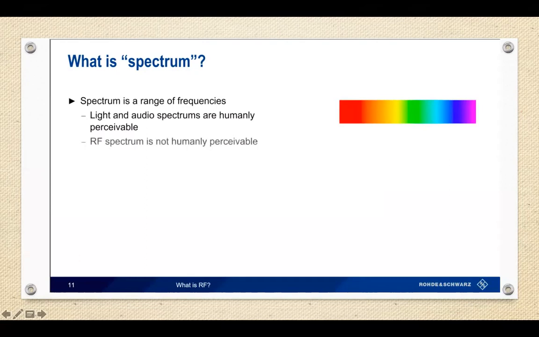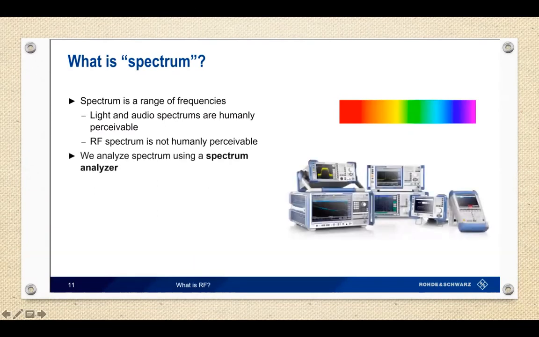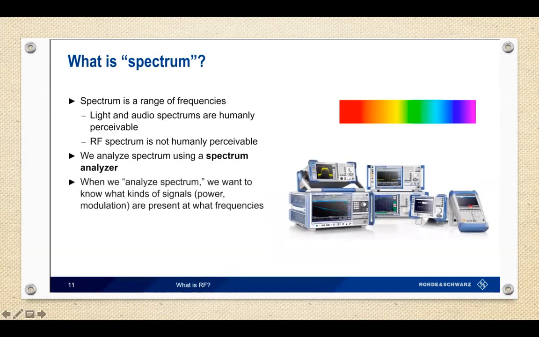But as we mentioned earlier, the radio frequency spectrum is not humanly perceivable. We normally can't sense RF at all, and we certainly can't distinguish how much energy is present at different frequencies. Instead, we use a special instrument called a spectrum analyzer to obtain this information. When we use this instrument to analyze spectrum, we typically want to detect and measure what kinds of signals are present and at which frequencies, their powers, any modulation, etc. In most cases, spectrum analyzers are used in a laboratory environment, but there are also portable spectrum analyzers that are specifically designed to be used outside or in the field.